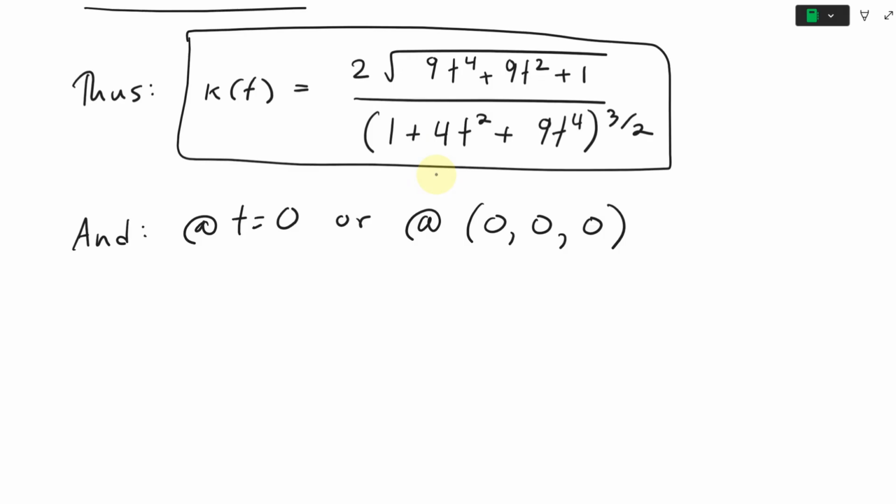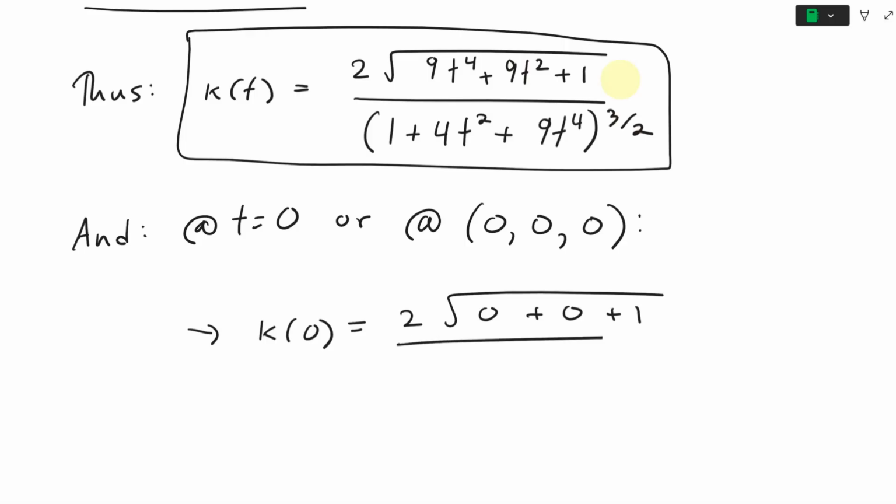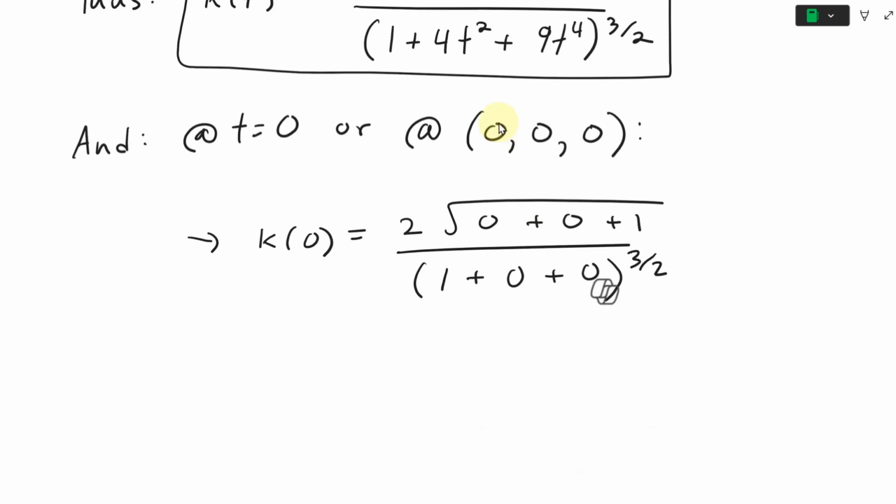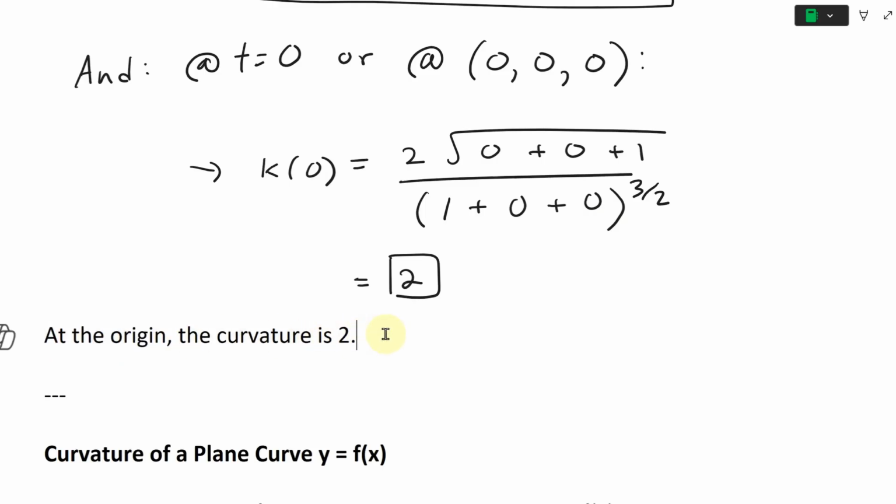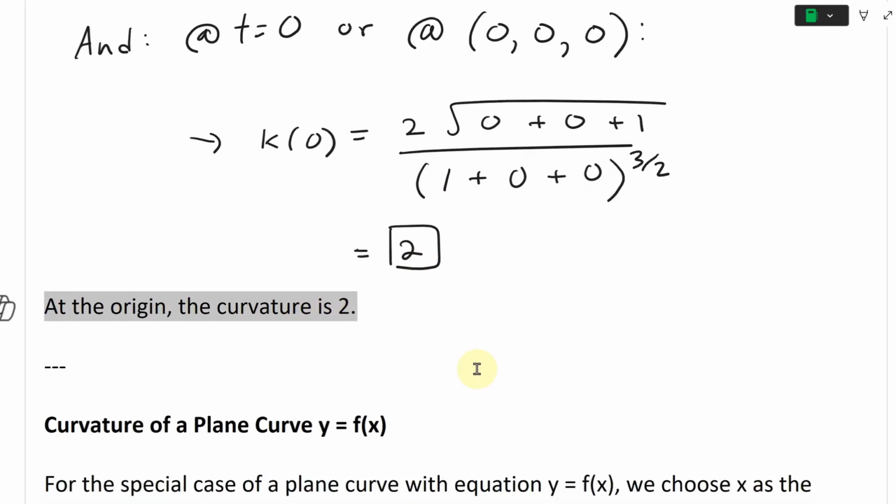In that scenario, we can just plug in 0 for everything. So κ of 0 is equal to 2 times the square root of 0 plus 0 plus 1, divided by 1 plus 0 plus 0, to the power of 3 over 2. Again, 1 to the power of anything is just 1, so the whole square root becomes 1, and this just becomes 2. So there it is. For completeness, I wrote this down as well: at the origin, the curvature is 2 for the twisted cubic.